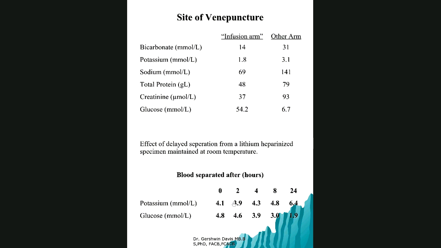First analyte, potassium. What's happening with delayed separation here? It's moving up from 4.1, moving all the way up to 6.4. Right, that's an important point.